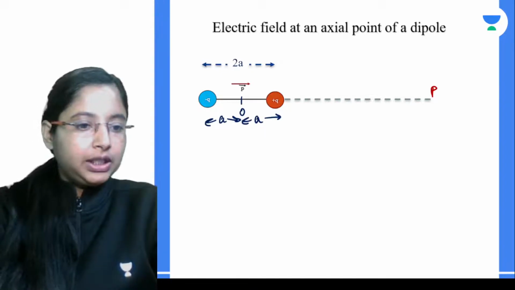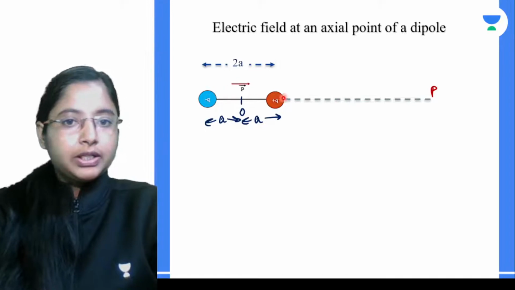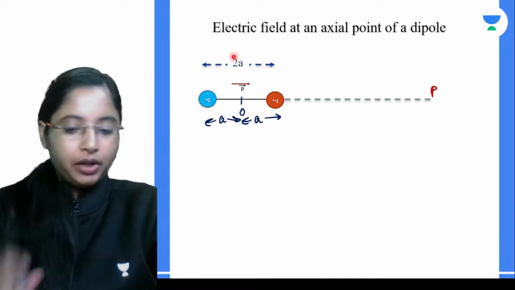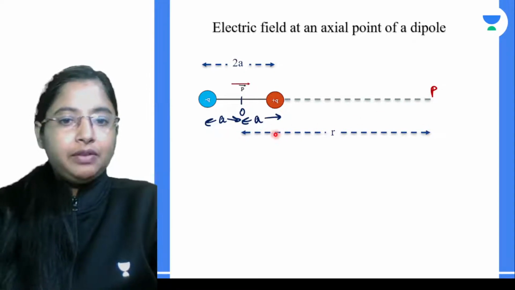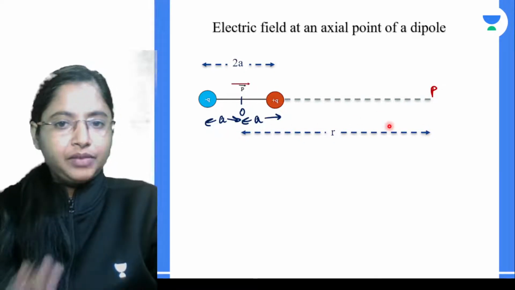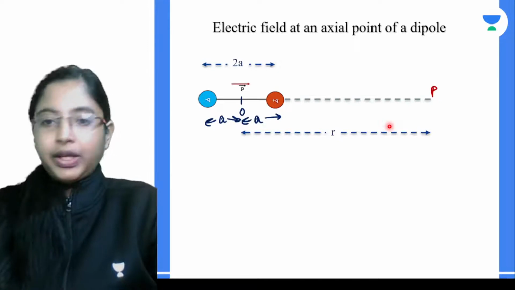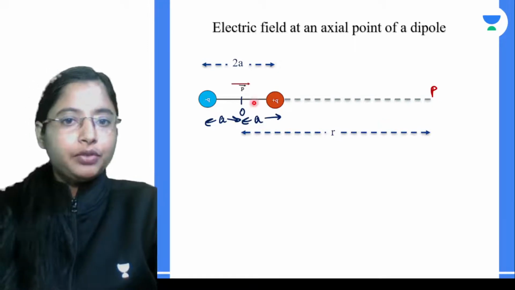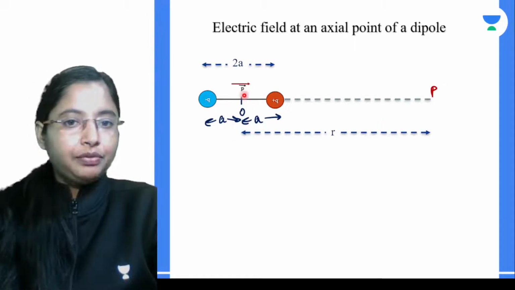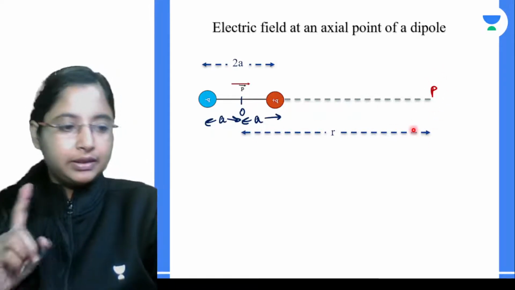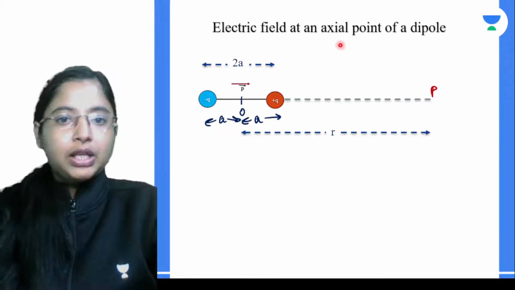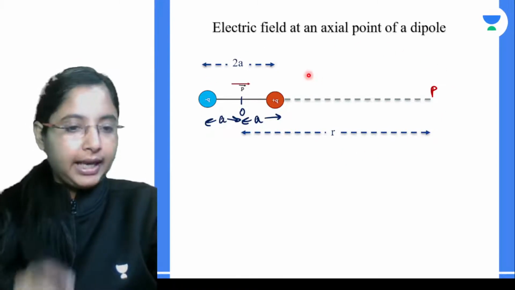Now what happens to the total distance between them? It becomes 2a. Now from the center to this point P, let's take this distance as r. Over here you have to remember that from the center of the dipole to the point P, this distance is r. Now just knowing these quantities, let's see what the electric field is.